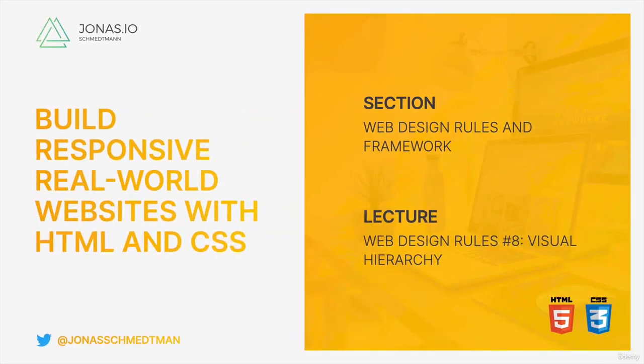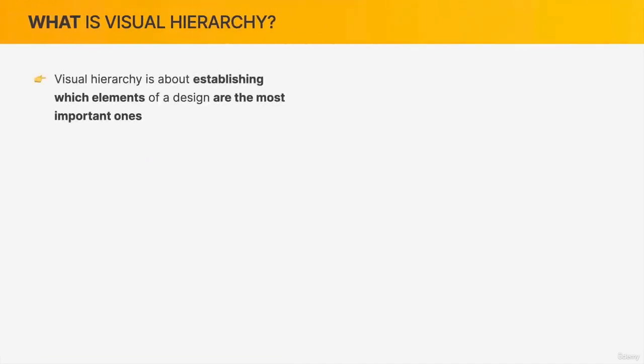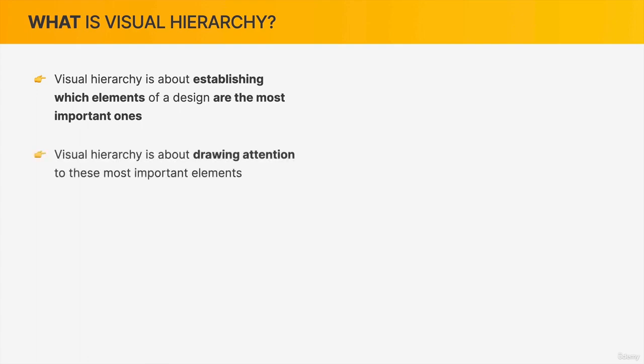In this lecture, we bring together many of the things that we have learned so far in this section in order to create something that we call visual hierarchy. So let's see what visual hierarchy is all about. Essentially, visual hierarchy is all about establishing which elements of a certain design are the most important ones. So that's exactly what hierarchy means, right? We need to establish a hierarchy of elements in order to draw attention to the most important ones of these elements. And doing this is actually one of the best ways to make a layout actually look designed.